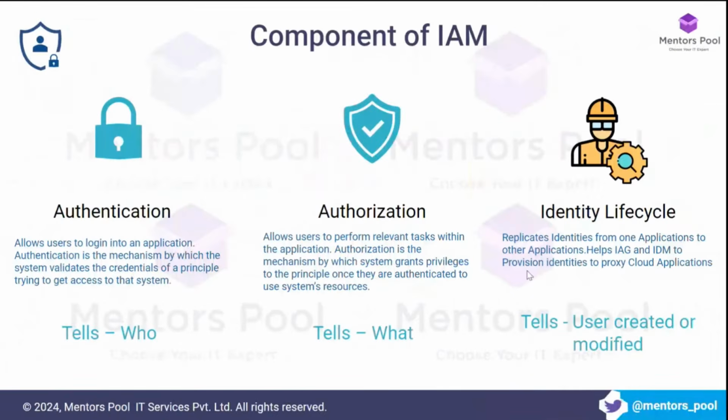Now, identity lifecycle. We have multiple systems in the landscape. It's not like one user will access only one system. A user can access hundreds of systems, or 50 systems. So you need to manage the identity across the systems. Sometimes you need to read identity data from one system into another system. All those things are managed by identity lifecycle.